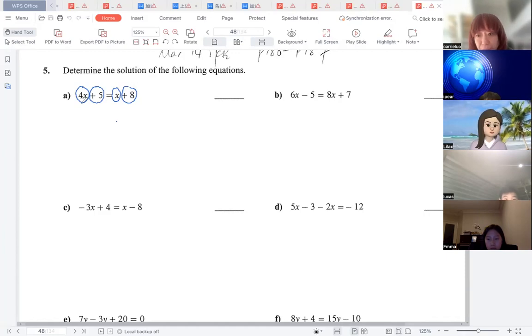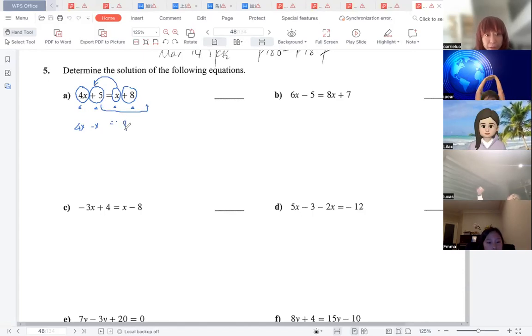Okay, now let's take a look. So 4x plus 5 equals x plus 8. For the left side, there's a 4x and a 5, right, Lilac? And for the right side, it has x and 8. You try to move everything into one side. So 4x minus x, and move the number to the other side, 8 minus 5. Remember, Emma, I said when you move, you change the sign, right, Lucas? Do you remember? Okay, so it's 3x equals 3. So x equals 1.